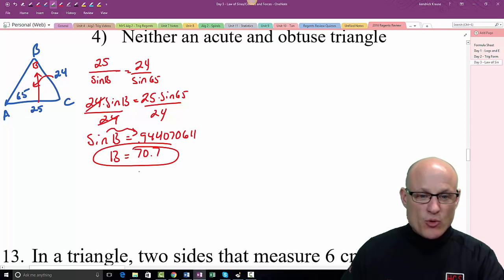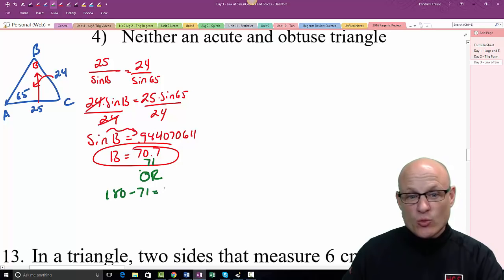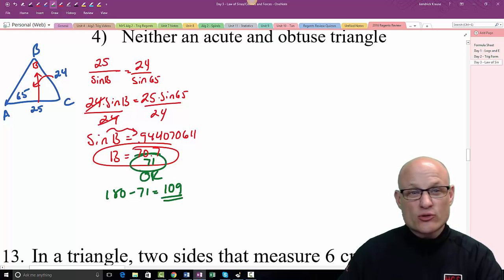It's 70.7, or let's just call it 71, or it can be 180 minus 71, which is 109. We have to decide if I can make one triangle or two triangles out of this. And so here's what we do.